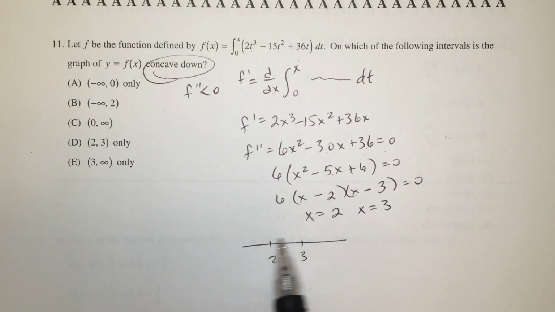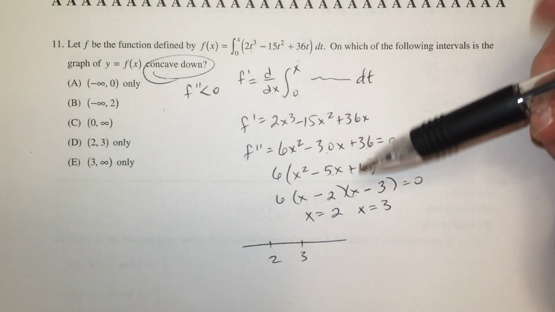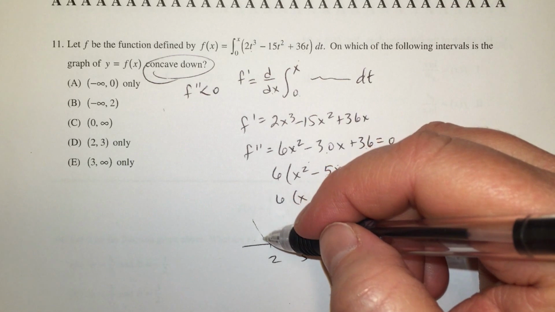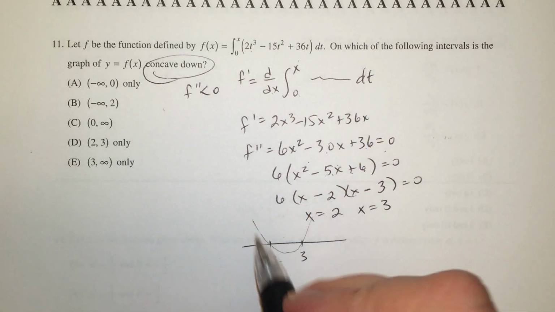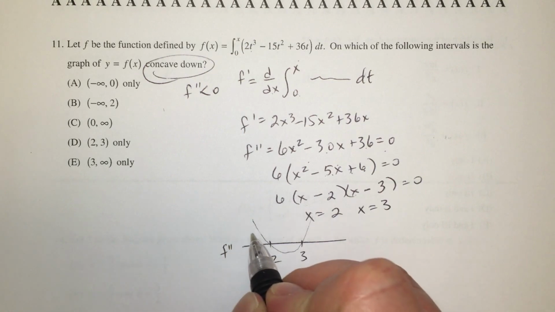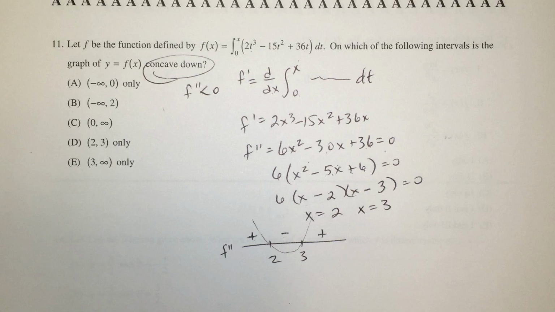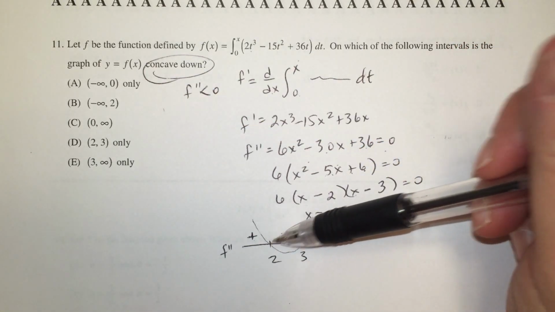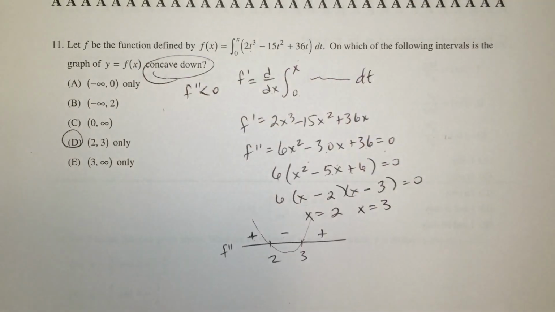Now you can test each of these subintervals using this factor and this factor right here, but remember that x squared minus 5x plus 6 is a parabola opening up. So the second derivative graph looks something like that, which means the second derivative is going to be positive on this interval, negative on that interval, and then positive again. We're looking for where f double prime is less than 0, so that's going to be on the interval from 2 to 3 only, so our answer is D.